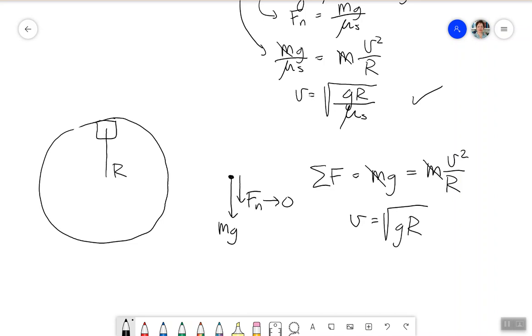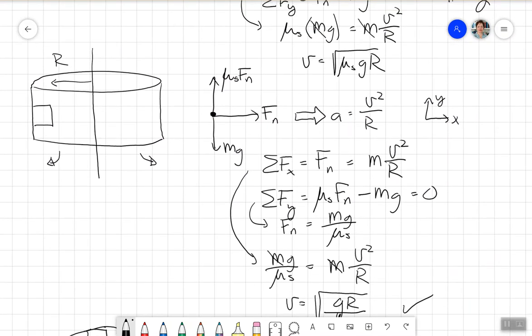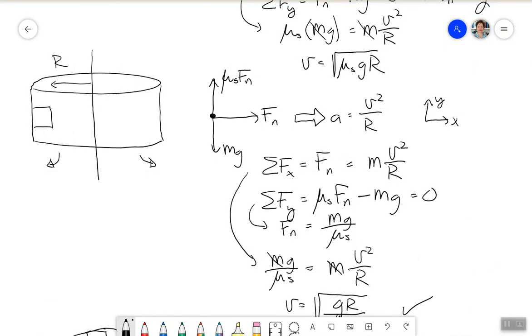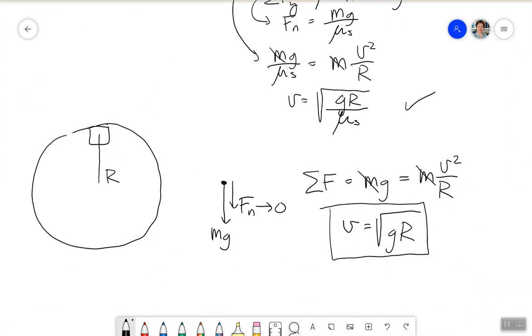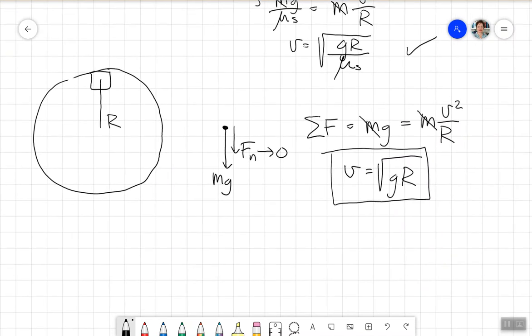So notice now that we have 3 different cases, right? We have v is equal to the square root of g times r. And then in the previous 2 examples, we had a mu s in there. One where the speed could be less than the square root of gr, one where the speed could be more than the square root of gr. But I think all 3 of these problems go together.